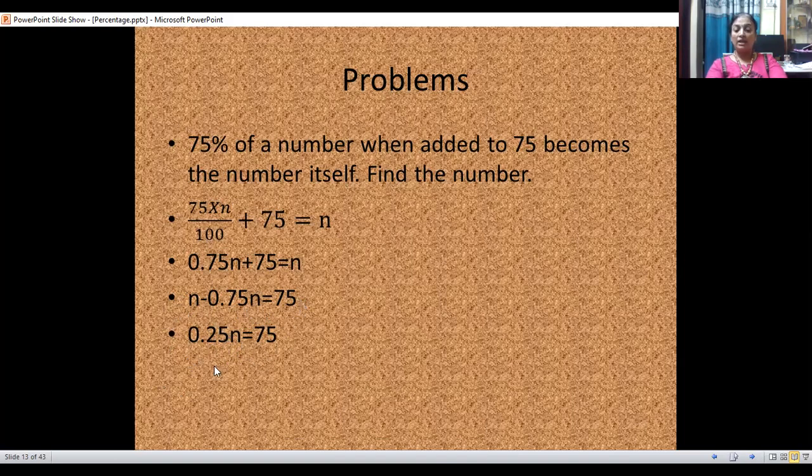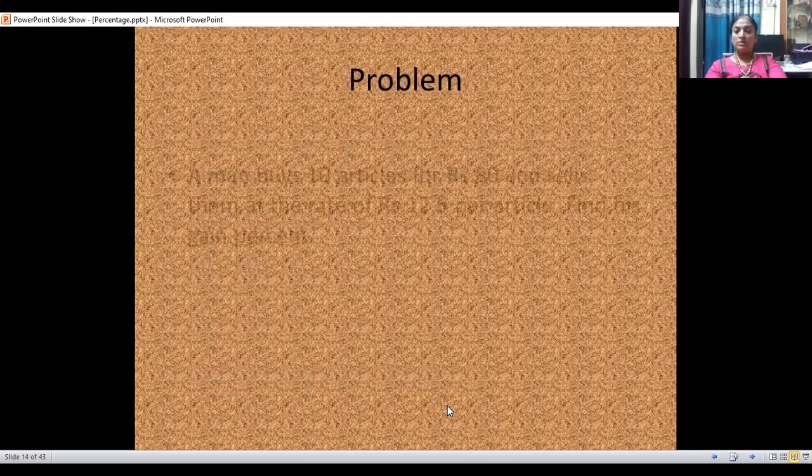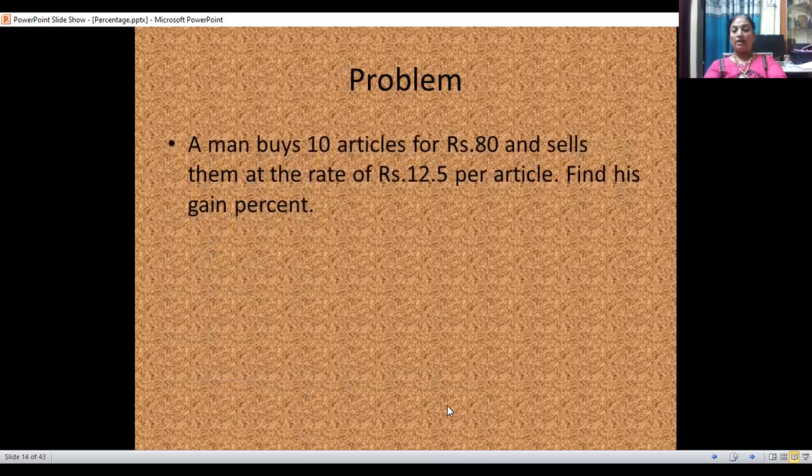So keep the n here itself and take this number to the other side. 0.25 into n: it will go to the other side and it becomes divided by. So n is equal to 75 divided by 0.25. Therefore, the answer is 300. The number is 300. So, dear students, solve the problems and try to understand it very easily.